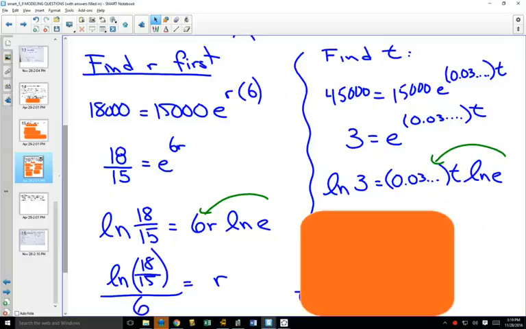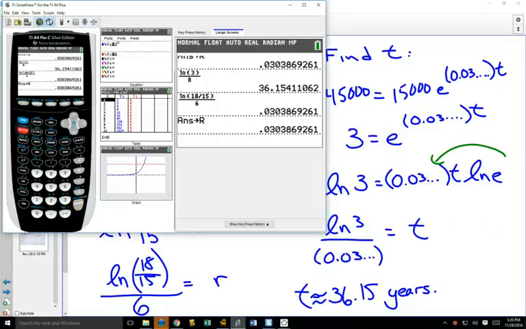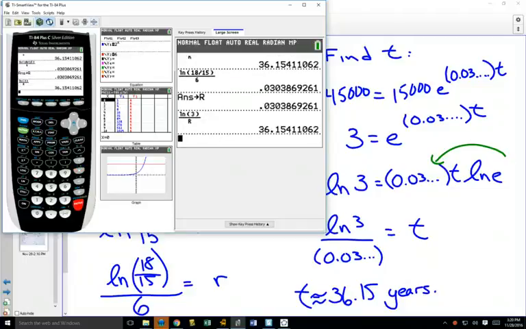And again, all the way through, with a little dot, dot, dot there, I'm showing that I'm keeping all of my decimal places. And then when I go to type it into my calculator in the end, I need to get my fraction button out. The natural log of 3 divided by r, so I can go alpha r. And it's 36.15 years.